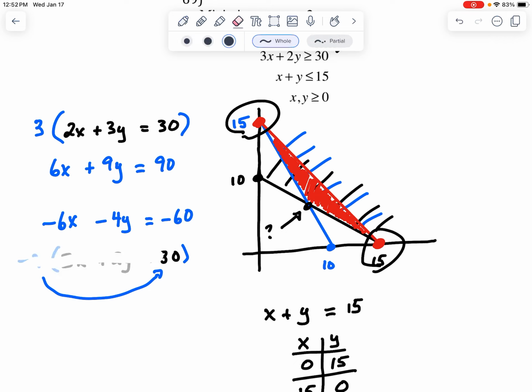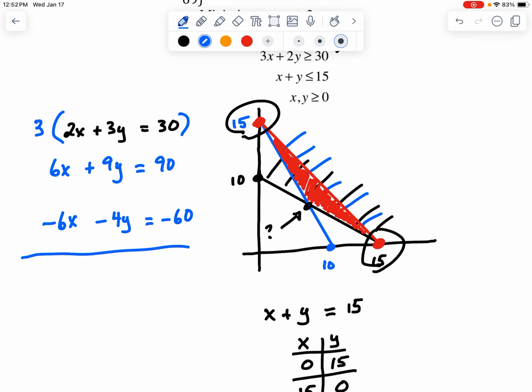So that way when I have these two equations left over, the two blue ones, and then I add them together, then the positive 6x and the negative 6x will cancel. As far as the y's, that's going to be 5y. And then 90 minus 60 is 30. So that means y equals 6.